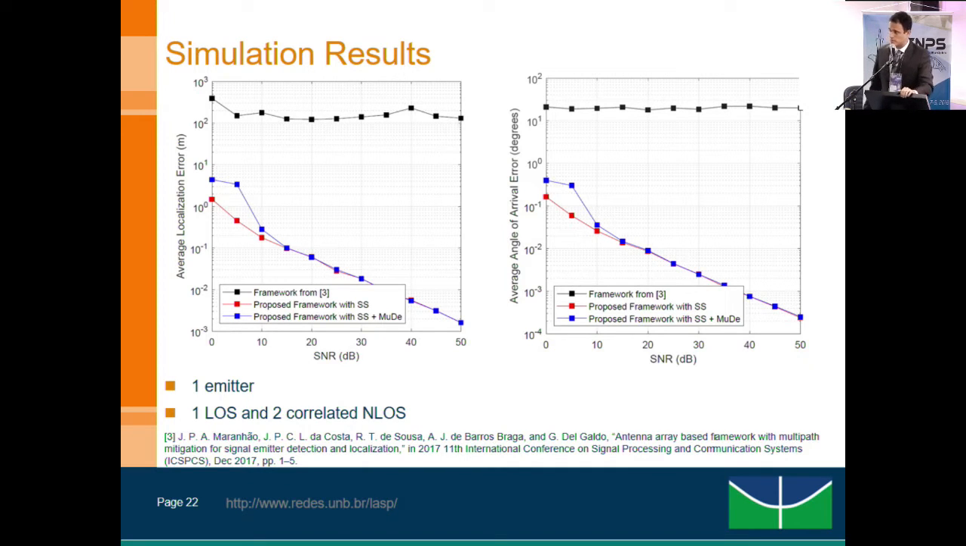And in this second simulation, we assumed that the system had only one emitter, but now we consider that all the received signal components at the sensor arrays were correlated. So each sensor array received one line of sight and two correlated non-line of sights. And we can observe that our previous framework presents the worst results, since our previous framework was developed assuming that the received signal components were uncorrelated, and now the received signal components are correlated. And our proposed framework, considering MUTE and considering only spatial smoothing, presented basically the same performance for SNR higher than 20 dB.